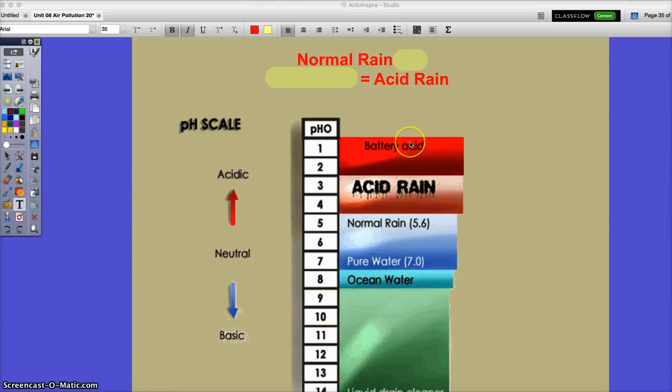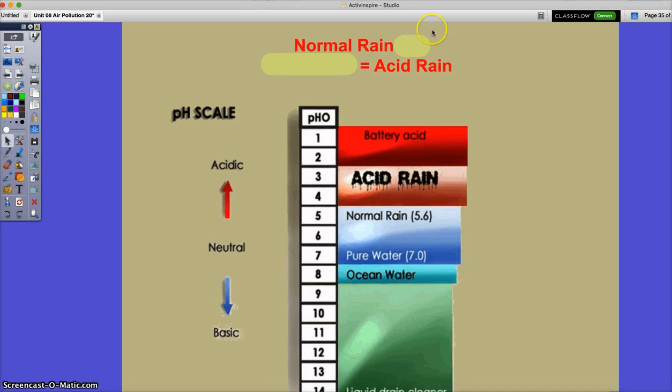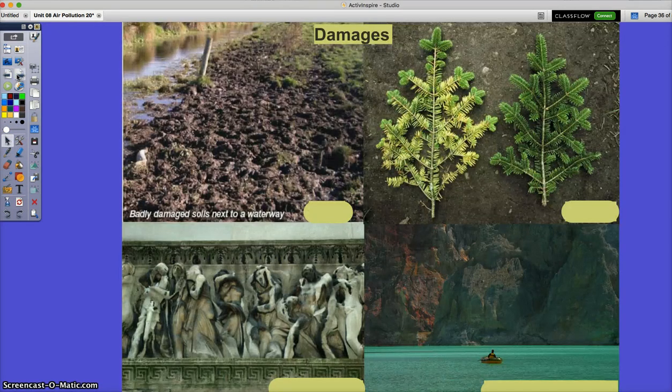All right, normal rain pH: 5.6. Good. And acid? Anything below. Good job. Okay. Problems associated with acid deposition, acid precipitation, or acid particles.